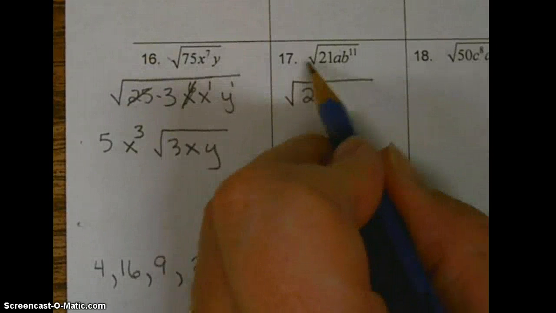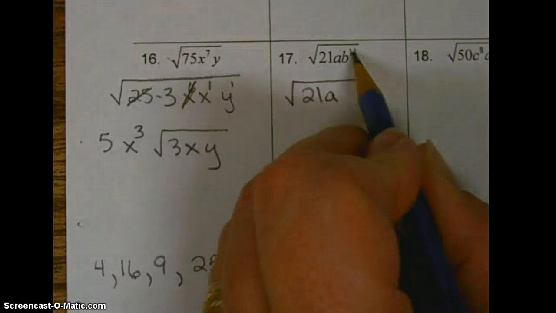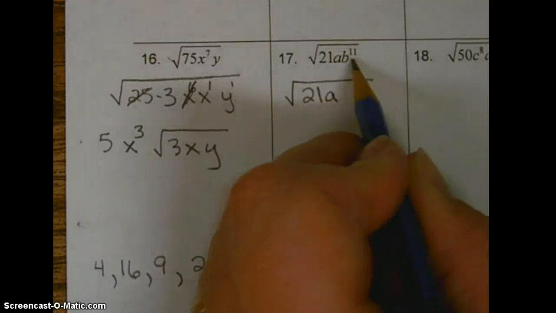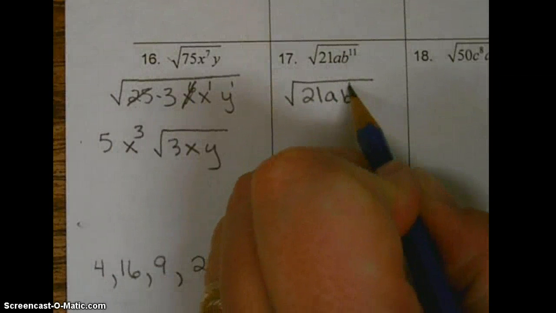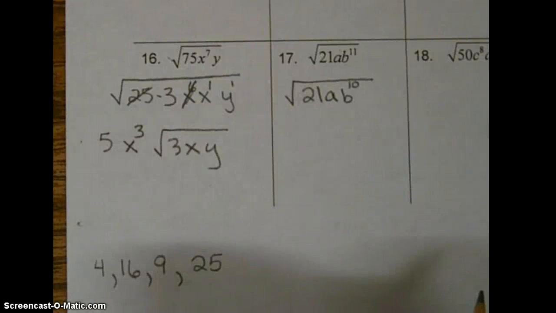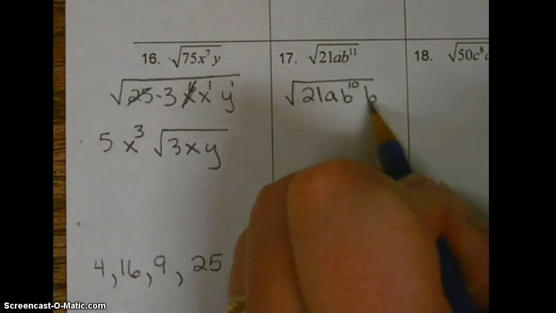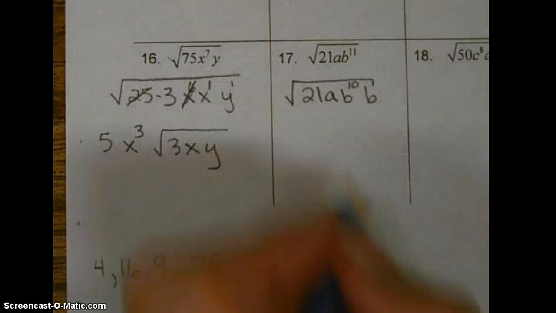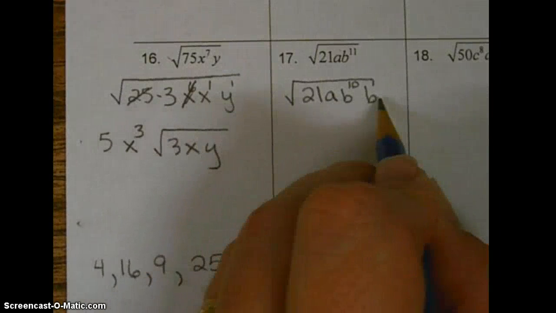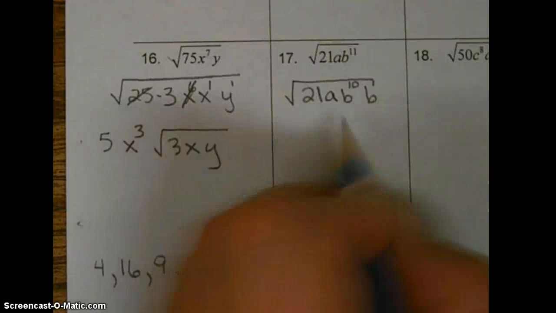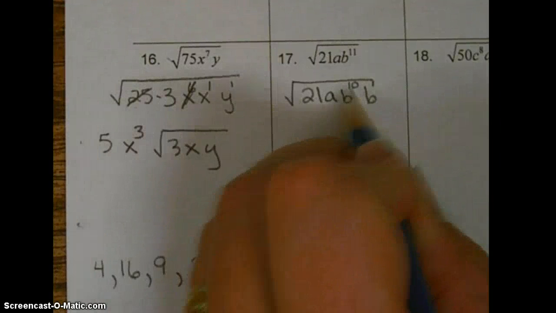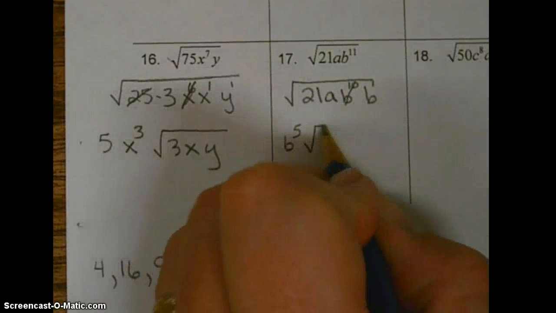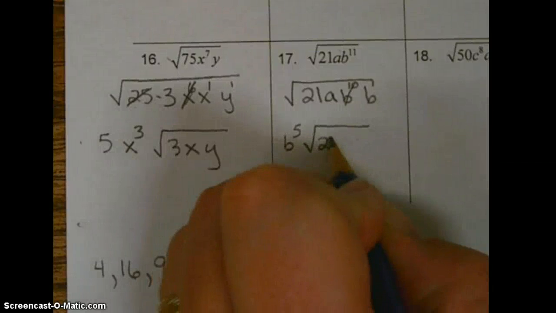B to the 11th. Well, 2 goes into 10 evenly, so we're going to use 10 as the one that we can do, and then the one that we can't is going to be b to the first. 10 plus 1 is 11. Okay, so since the only one that we could do right now is b to the 10th, we're going to do that one first. So 2 goes into 10 5 times. So that one's done. Everything else stays under the radical.